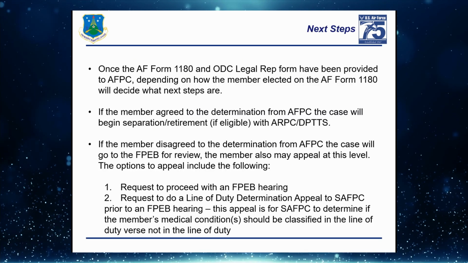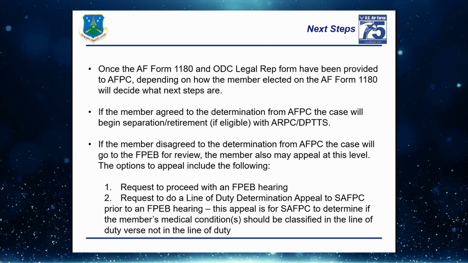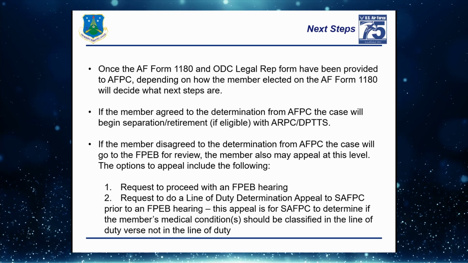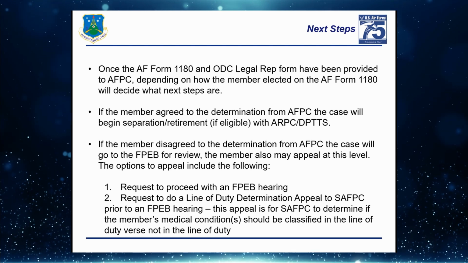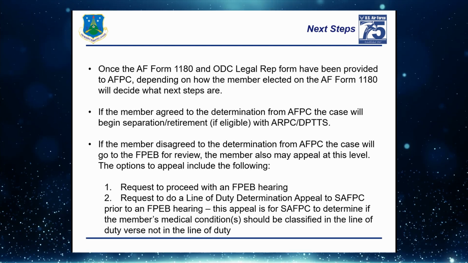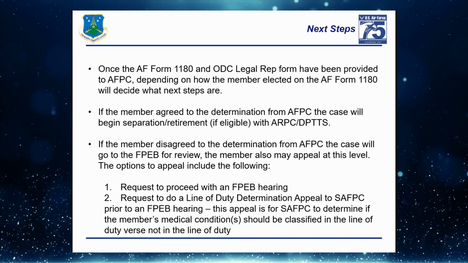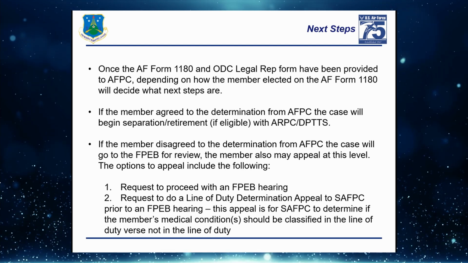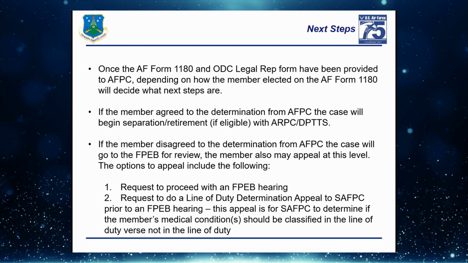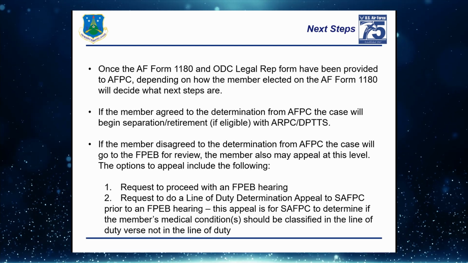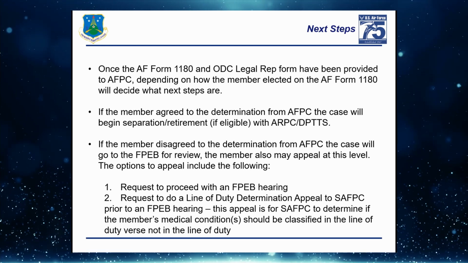So these are next steps. This is after the counseling has been done. Once the Air Force Form 1180 and the ODC legal representation form have been provided to AFPC, how the member elected on their Form 1180 will decide what the next steps are. If the member agreed to the determination from AFPC, the case will begin separation/retirement, if eligible, with ARPC DPTTS. Now, if the member disagreed to the determination from AFPC, the case will go to the FPEB for review.